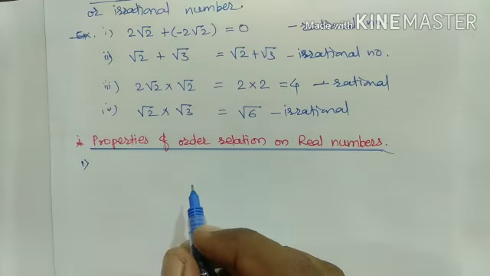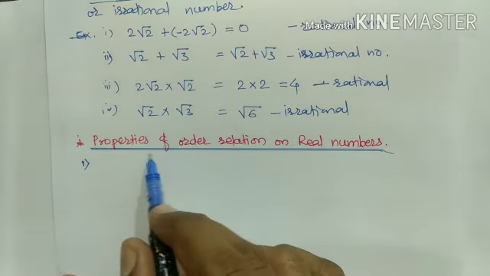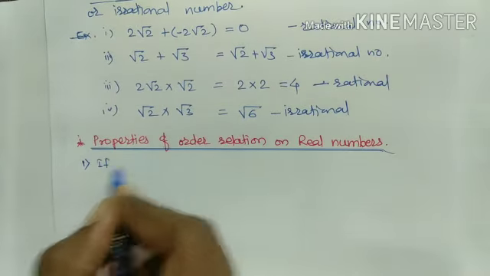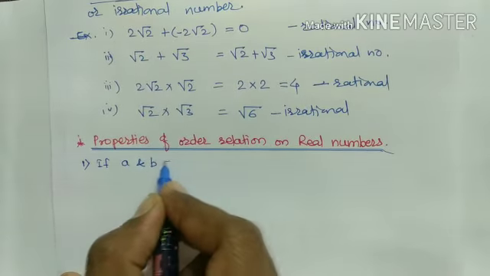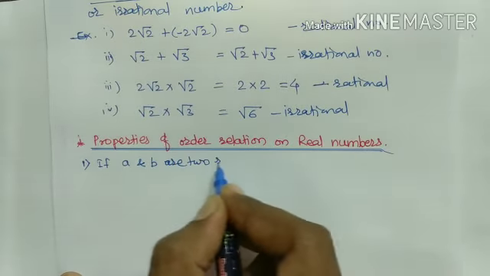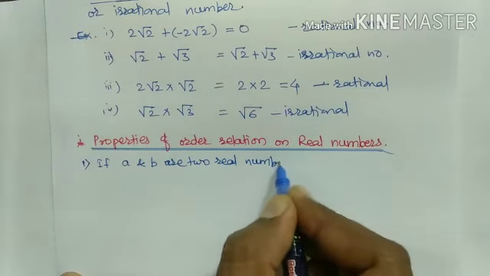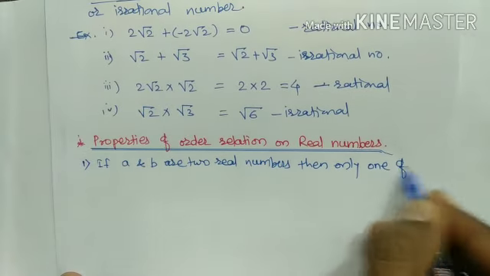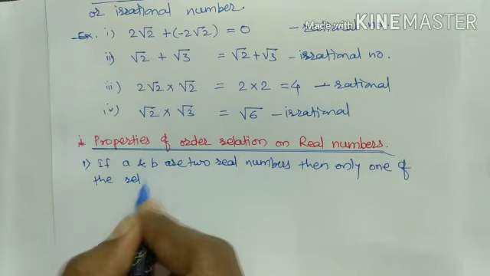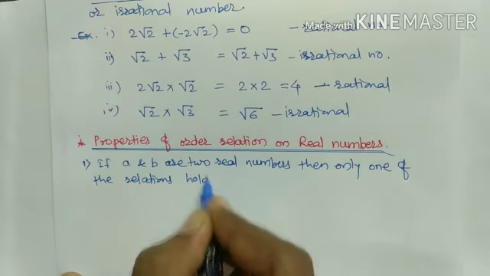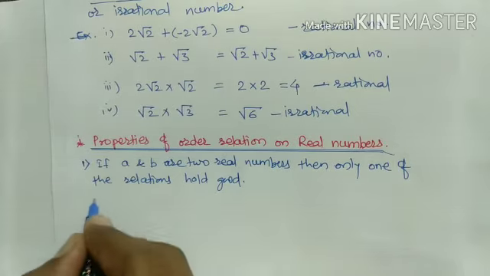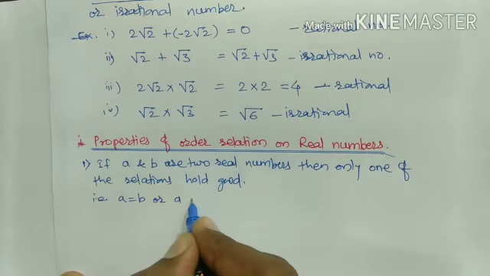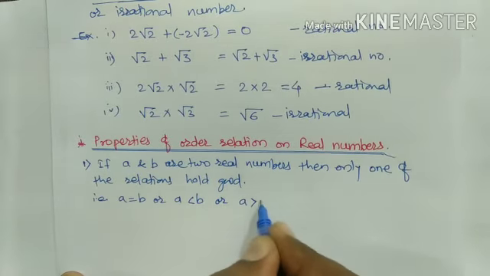Now the next point is the properties of order relation on real numbers. The first property: if A and B are any two real numbers, then only one of the relations holds good. Which relations? That is A equals B, or A is less than B, or A is greater than B.